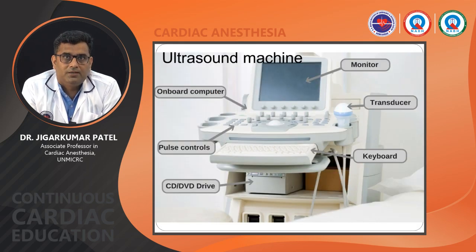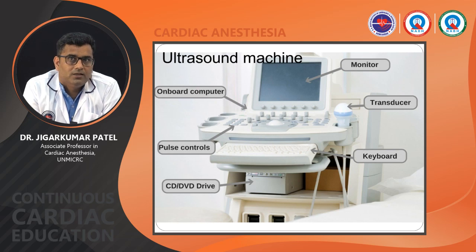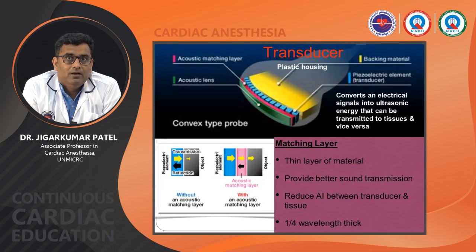Now this image shows the basic parts of any ultrasound machine. It has a monitor to display the image, a transducer to transmit and receive the ultrasound, a keyboard for entering data, pulse control to amplify and measure all the data, CD and DVD drive to record the data, and an onboard computer to process the signal. But the most important part here is the transducer. Let's see it. The transducer has a plastic housing and it functions to convert an electric signal into ultrasonic energy that can be transmitted to tissue and vice versa.